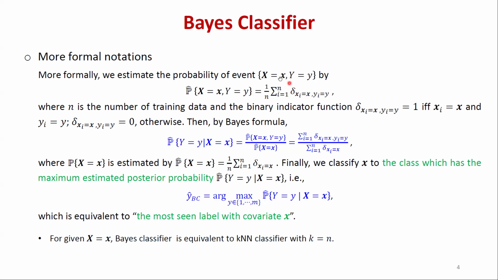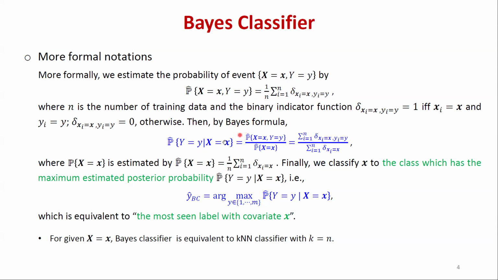That's it. In other words, in the training data, I calculate in total how many data satisfy the condition xi equal to x and yi equal to y, and n is my total training data. So how many occurrences over the total observed data means the chance. We use this to estimate the probability of X equal to x and Y equal to y. But be careful, we are more interested in this, which is the posterior, right?